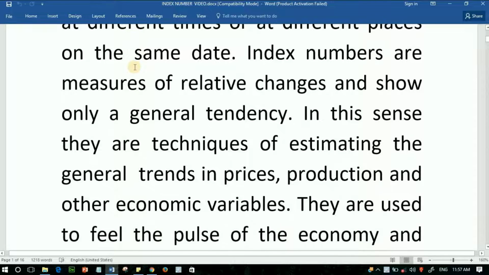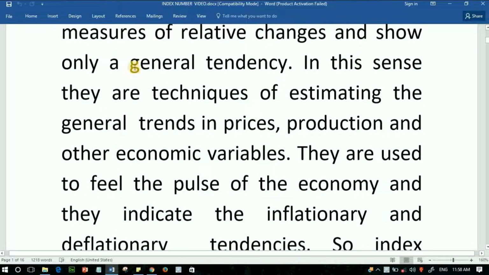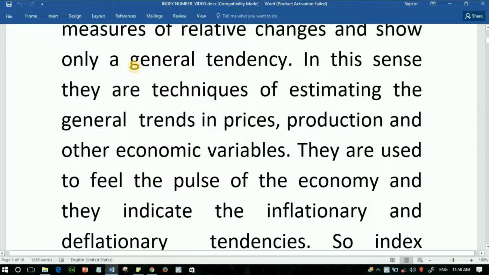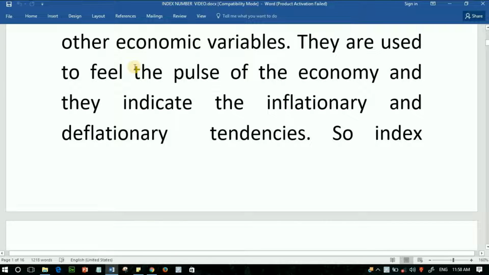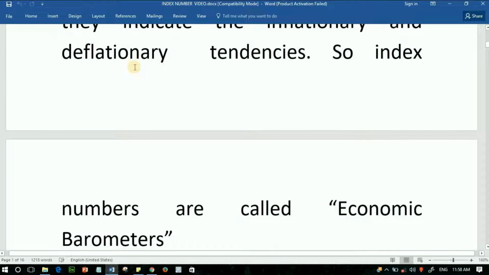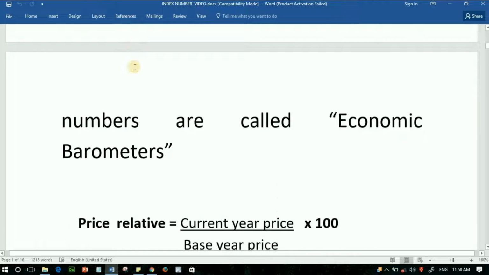In this sense, they are techniques of estimating the general trends in prices, production, and other economic variables. They are used to feel the pulse of the economy and they indicate inflationary and deflationary tendencies. So, index numbers are called economic parameters.